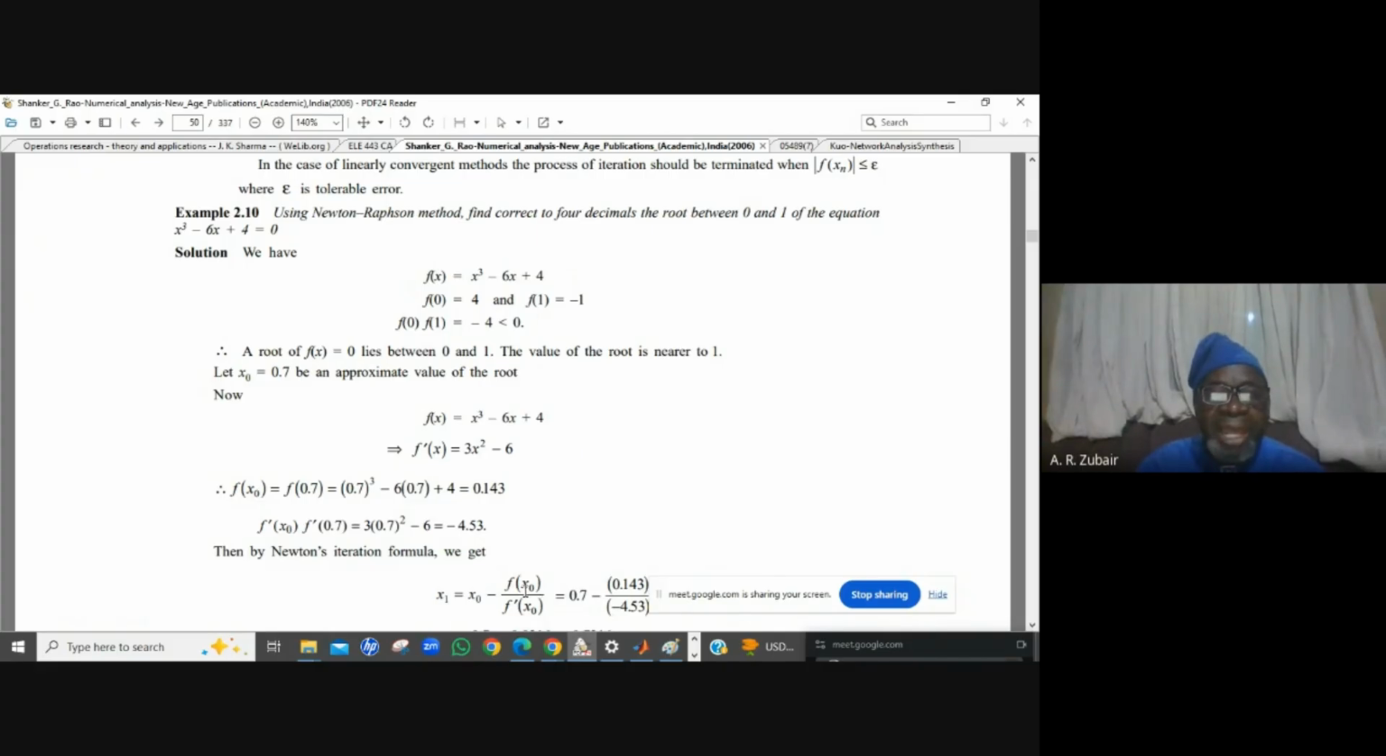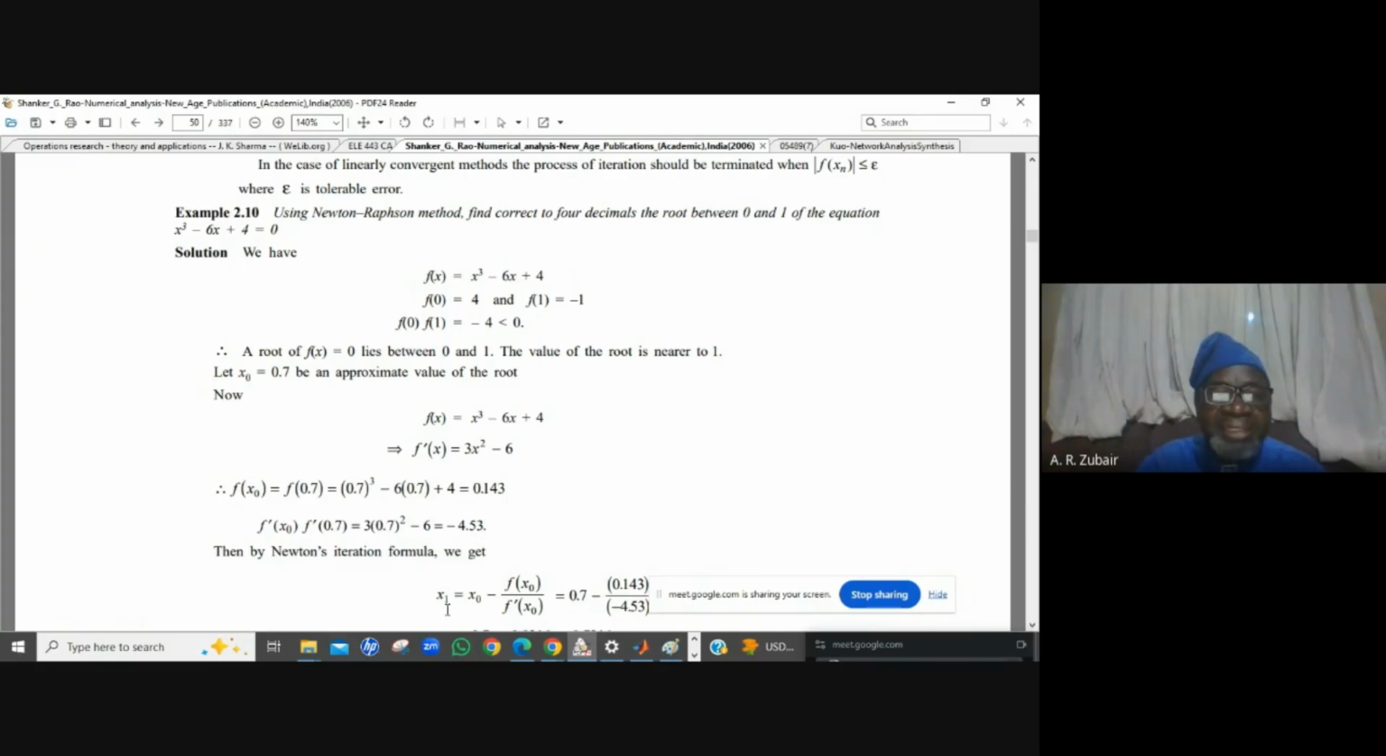You see this formula? We need f of x naught. We also need f prime. So put x naught in this case. Here they make a mistake. They wrote f prime x naught, f prime 0.7. There's supposed to be an equal sign here. They mean that f prime x naught is equal to f prime 0.7. That means x naught is 0.7. When you substitute 0.7, you are going to get this.